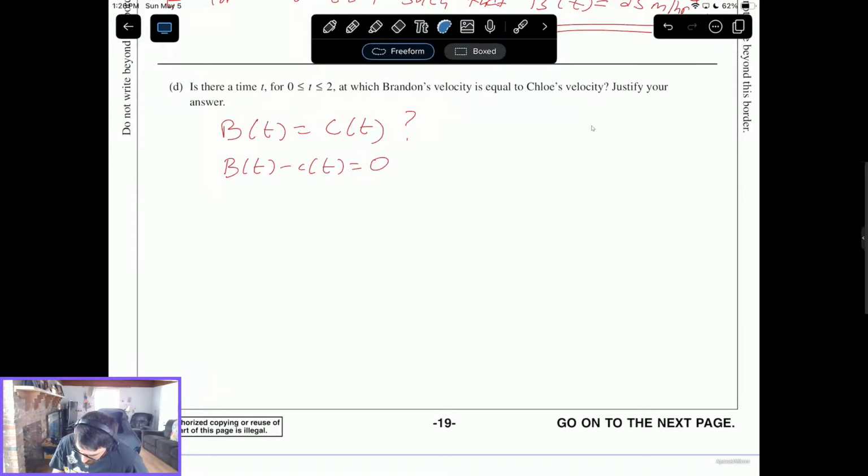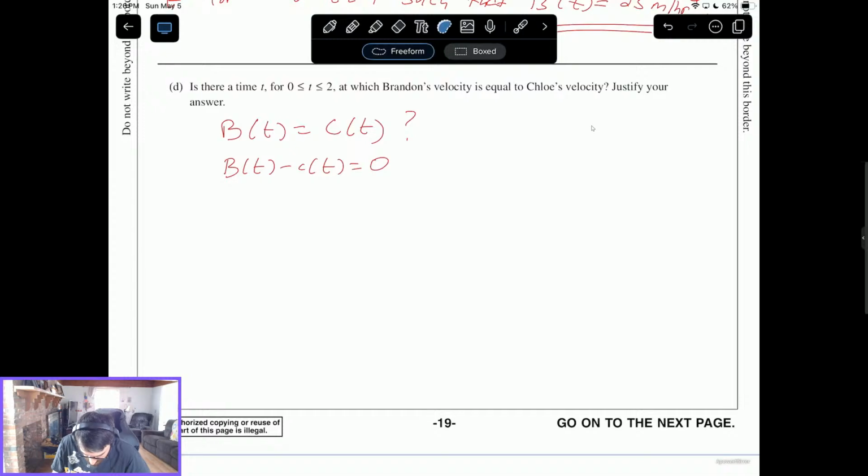So the first thing I want to do is figure out, okay, if this thing is ever equal to 0, now I've got values of velocity of B, Brandon, and I've got values of velocity of C. And that's why in this particular context, I'm thinking intermediate value theorem. Because if I'm trying to prove that B of t minus C of t is 0, all I really need to prove that is, number one, it's continuous, and number two, it goes above 0 at times and below 0 at times, and therefore it has to be exactly 0.